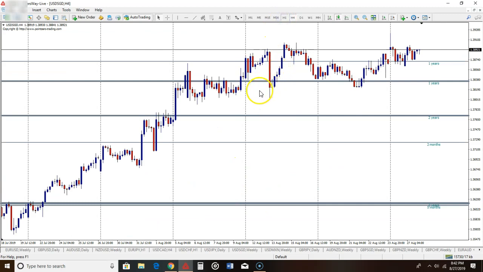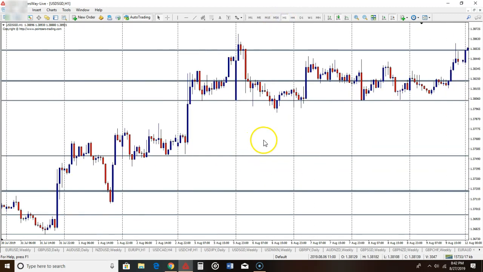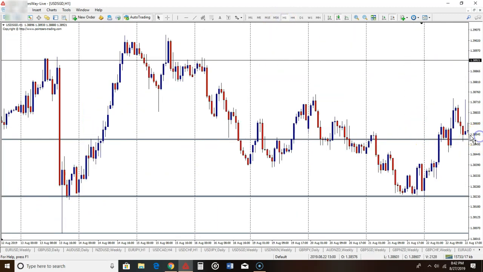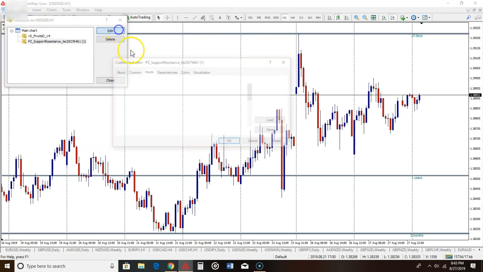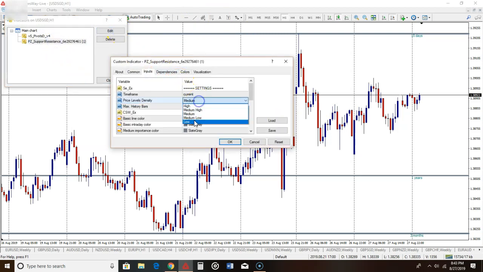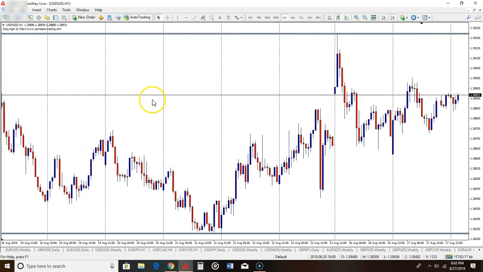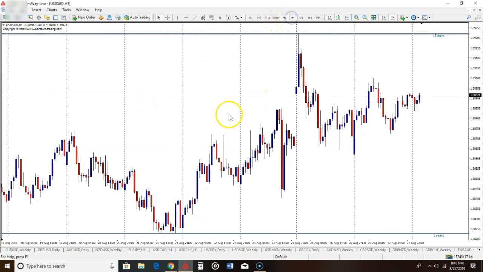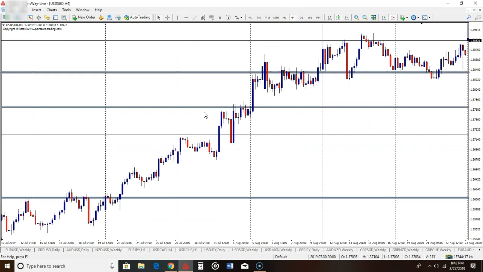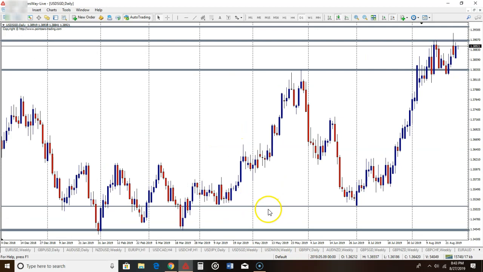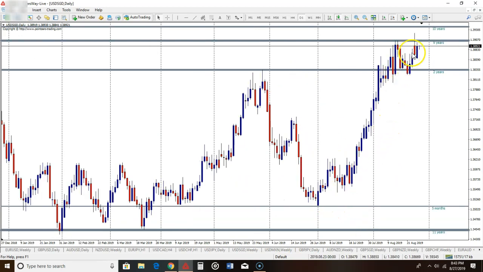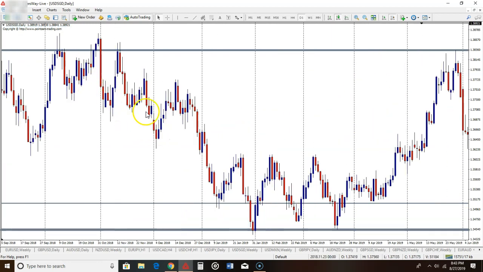You go to the 1-hour time frame. Now, this is too many support and resistance lines. For me, this would be way too many. Another option is you can go back to the indicator, edit, and drop it on low or medium low. Boom, low. It gets rid of some of the support and resistance levels. Right? So you can see support, resistance, support, resistance, going through resistance, support.